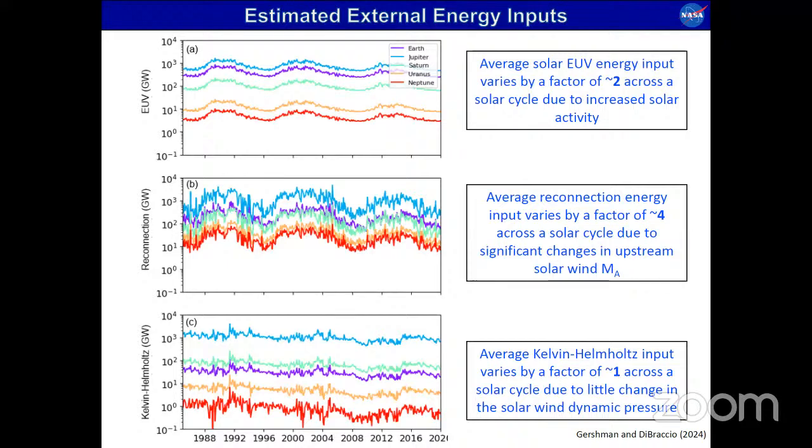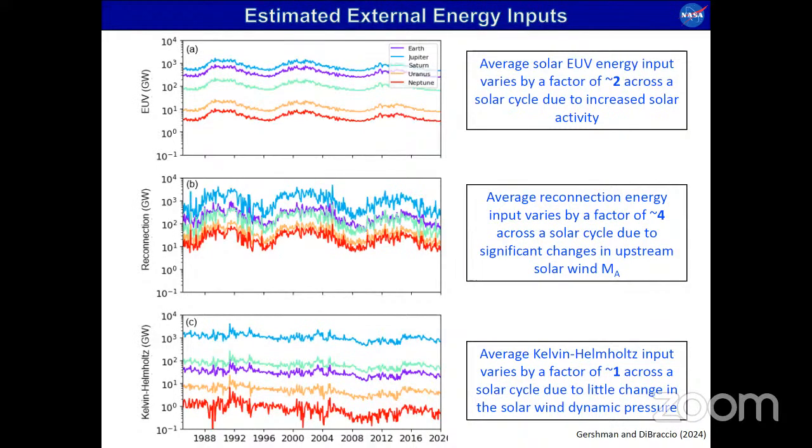So when you look at these, you can see that, as we saw before, the EUV and reconnection really vary strongly by solar cycle. The EUV varies about a factor of 2. So the reconnection varies by about a factor of 4. And the Kelvin-Helmholtz doesn't vary too much. You couldn't tell just by looking at the bottom plot necessarily when solar min or solar max were. And you can see where the different planets kind of lie, which I'll elaborate in a second.